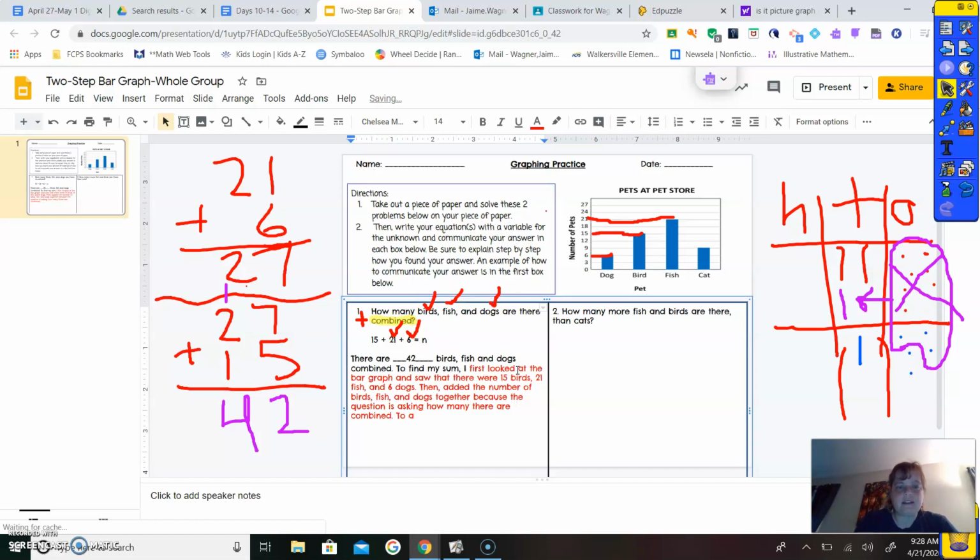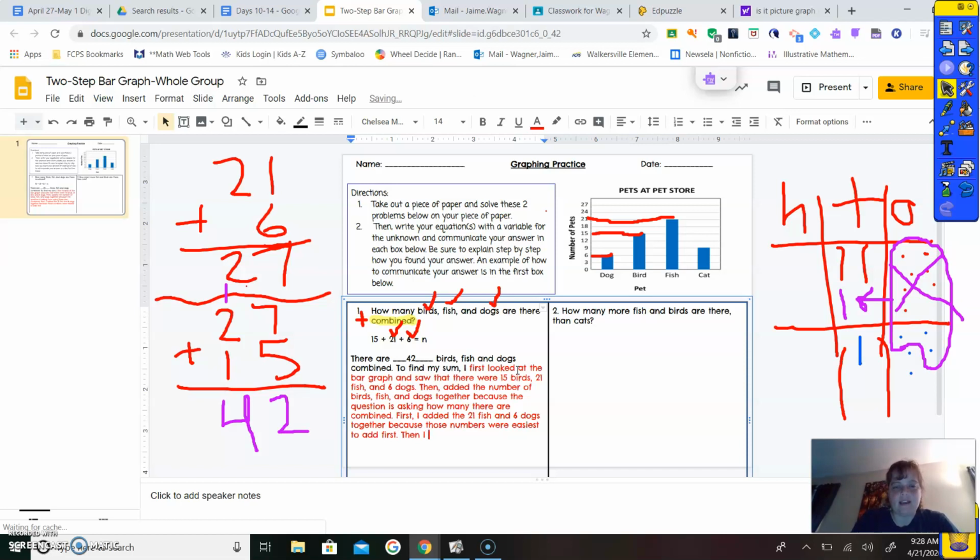To add, okay, so first I added the 21 fish and 6 dogs together. And I want to say why, because those numbers were easiest to add first. Commutative property, we can decide what numbers we want to add first. And really, the associative property tells us that too, because those numbers are the easiest to add first.